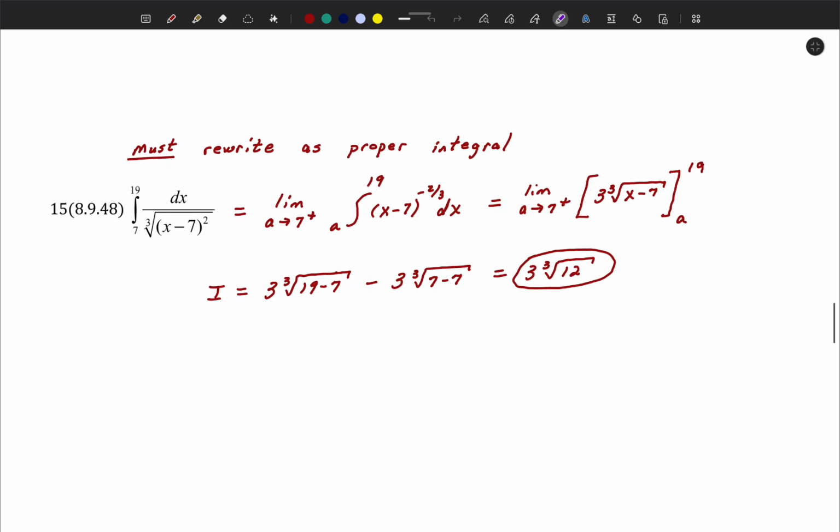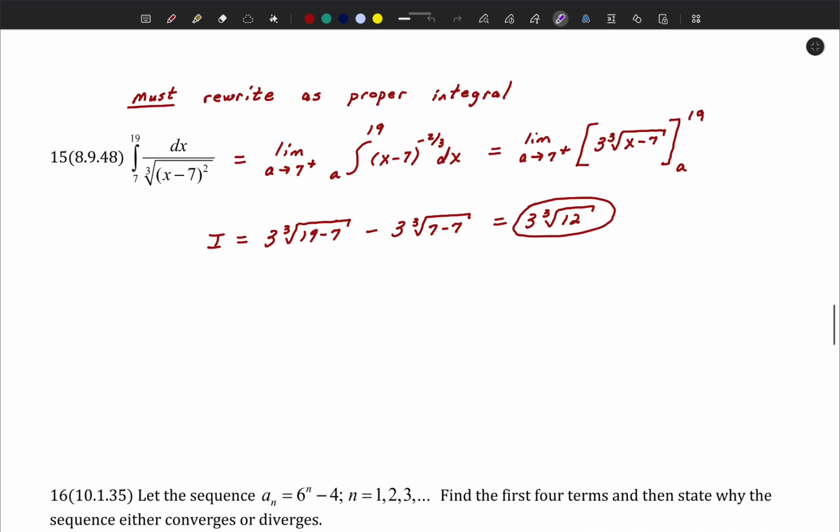Number 15 is a problem in which you might have been able to get away with not using proper form on MyLab because it's hard for them to force you to do that since they can't grade your handwriting and stuff. Please do keep in mind in this problem, I will give you an integral in improper form. And for me to give you credit for it, you must put the integral in proper form.